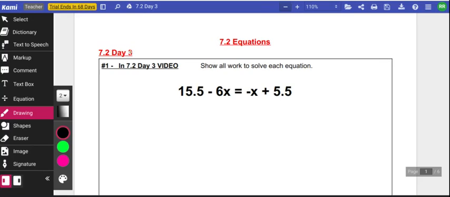Okay, I am here in day 3 CAMI assignment. I've clicked on my drawing tool and I'm going to solve this equation: 15.5 minus 6x equals negative x plus 5.5.